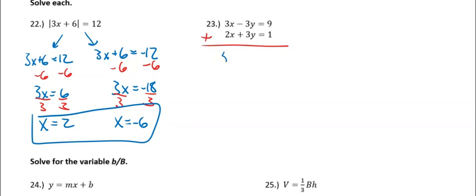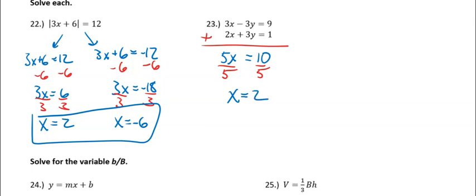And when I do that, here I get 5x. The y's cancel completely, and it equals 10. And now I finish solving the equation that's left. It's just a linear equation. I divide each side by 5, and I get x equals 2. Okay, I'm not done yet.